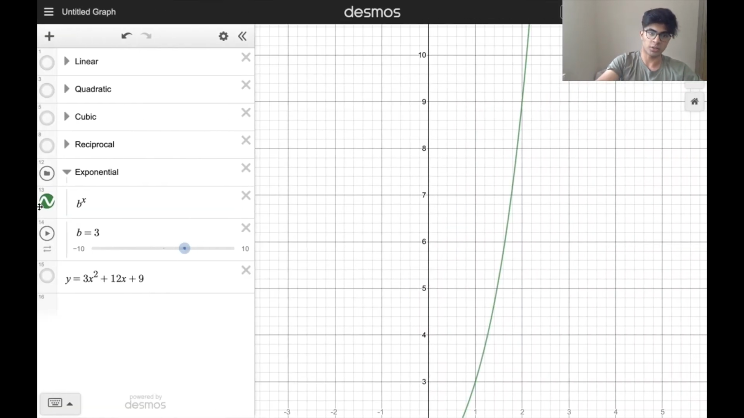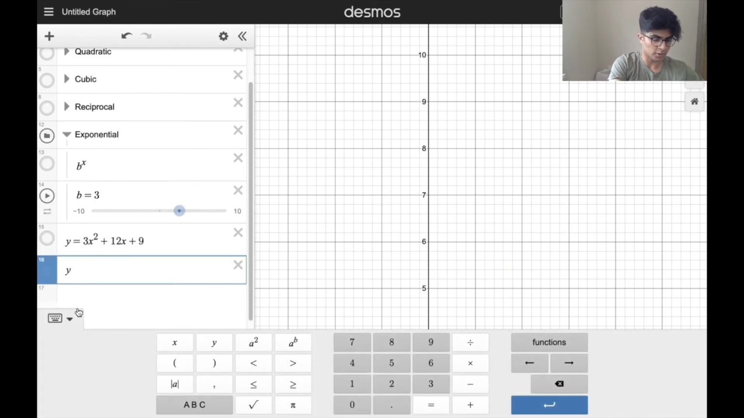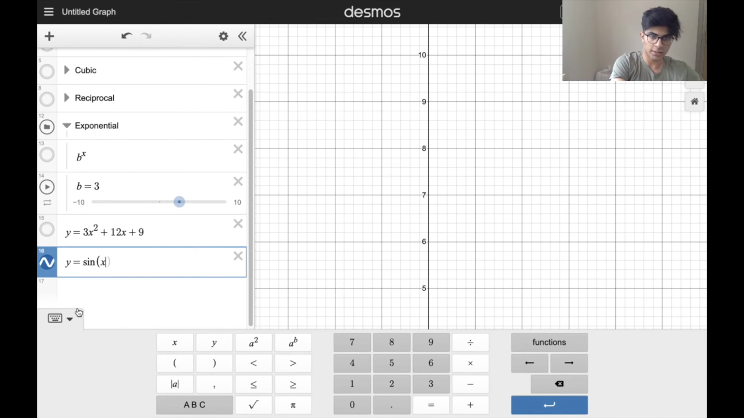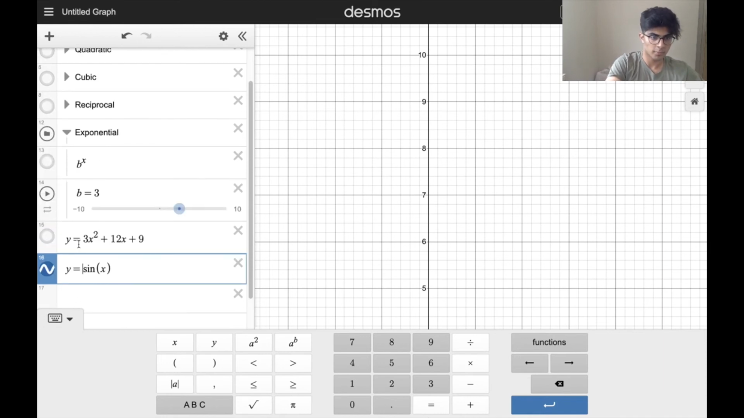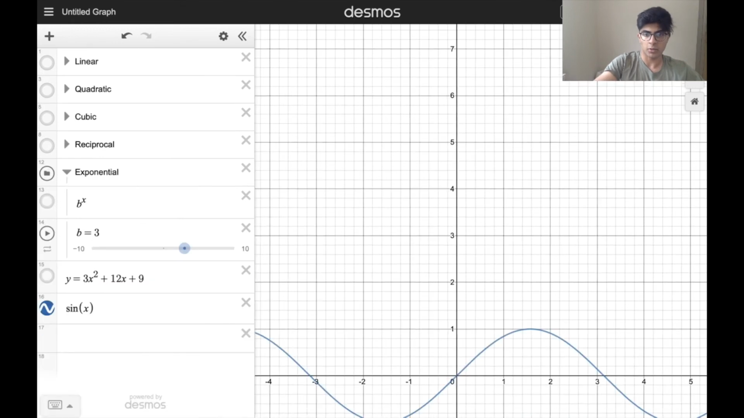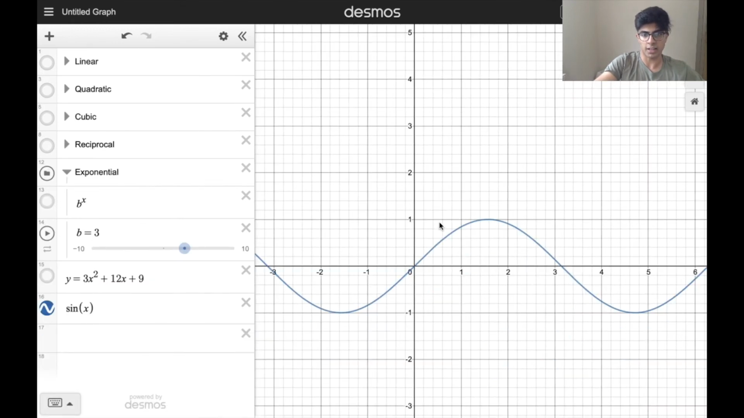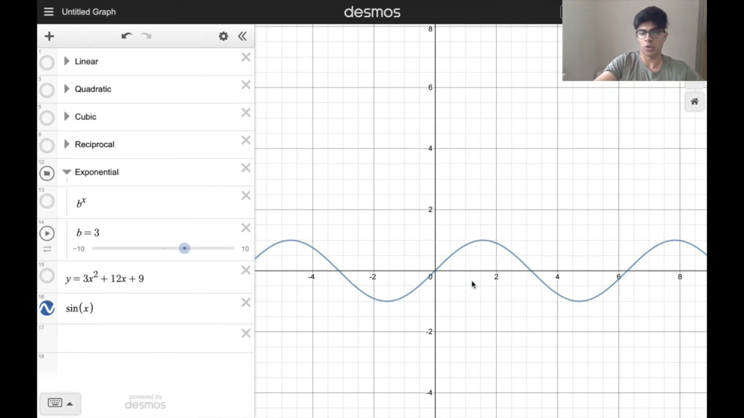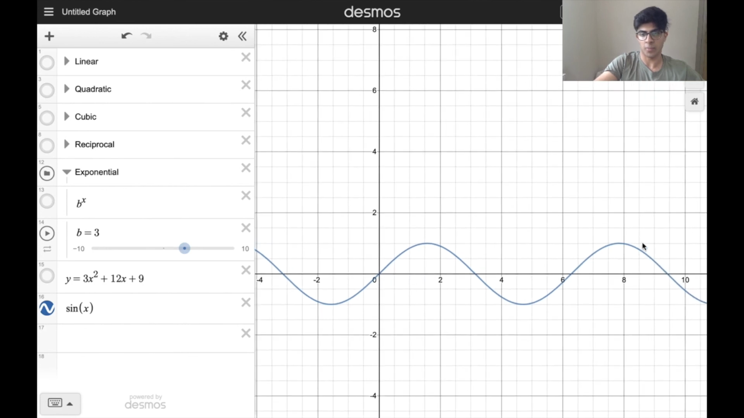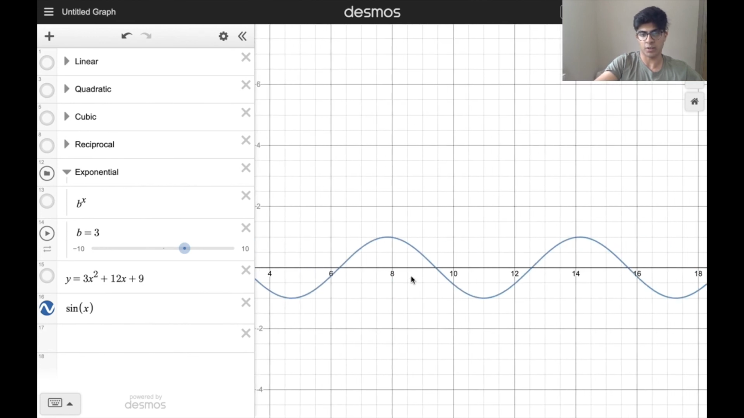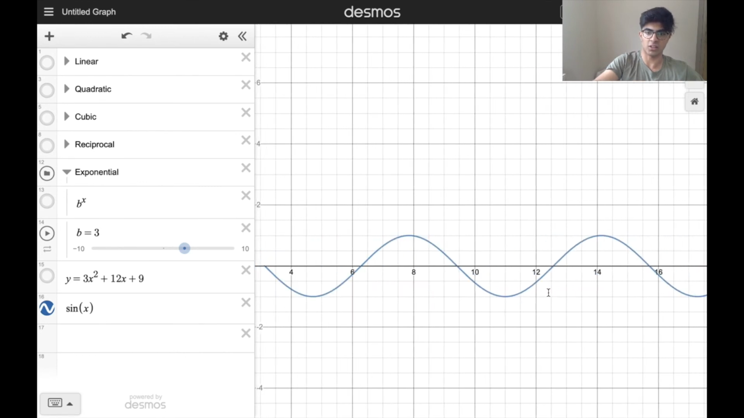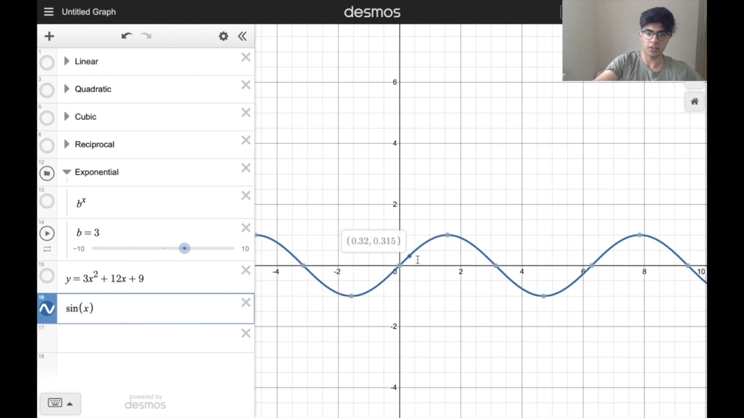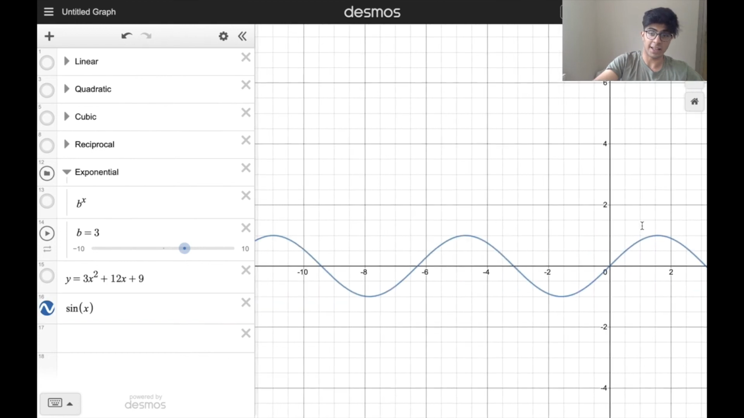I'll show you here on Desmos. We add y is equal to sine of x. If we go down here, you can see how it repeats. Just ignore the x-axis here. It's supposed to be 360 degrees, but you can see how it repeats every 360 degrees, and it repeats on the negative side as well.